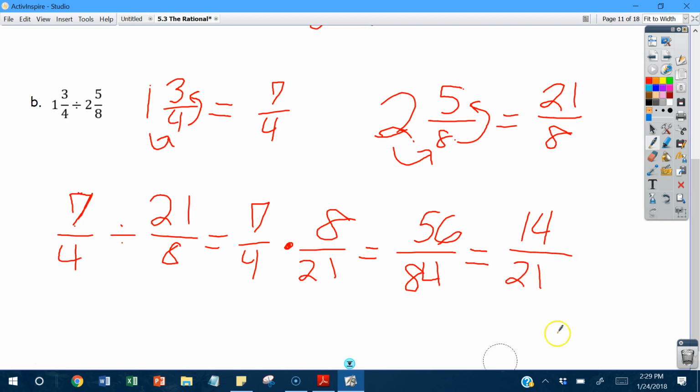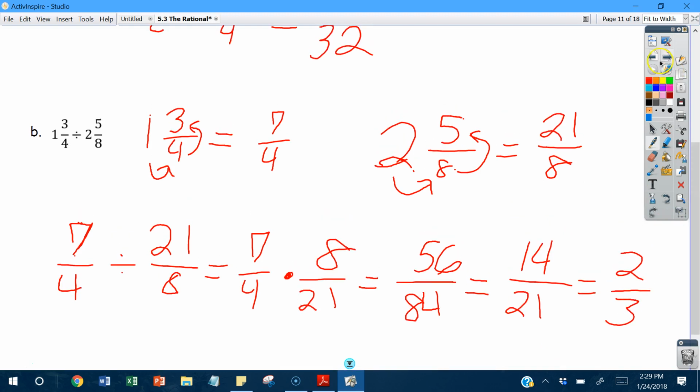And it looks like there's still some common factors. I didn't notice there was a 7 in here too. So we divide both those by 7. We end up with 2 over 3. So you've got to reduce it until you're done reducing it, which this is a fully reduced fraction. So there's division, works just like multiplication with that one exception.